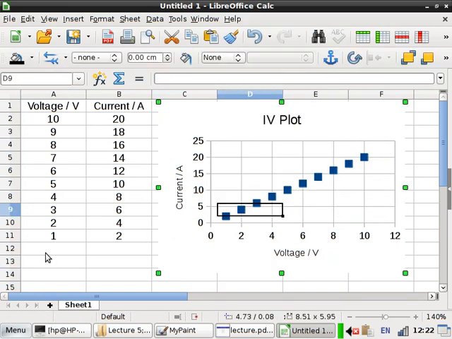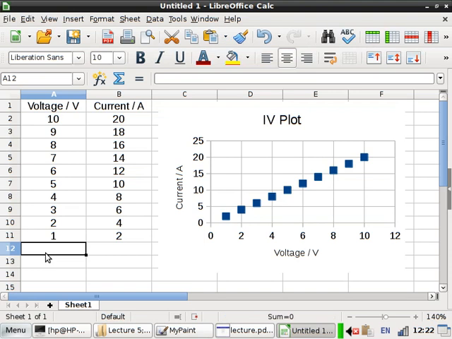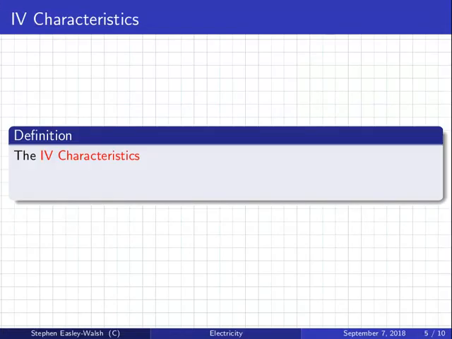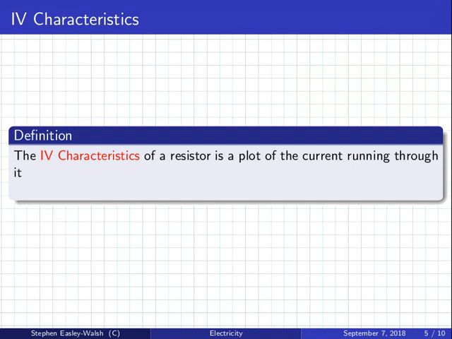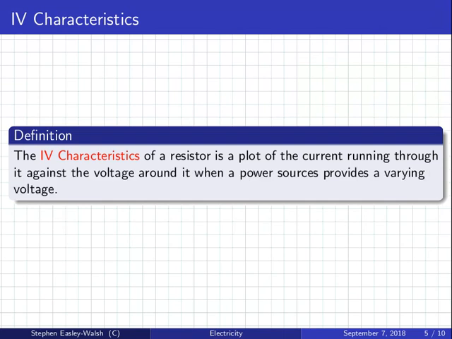We can connect these up, but I won't. You could draw a straight line. It's obviously linear. This is called the IV characteristic curve, the IV plot. It's very, very important because it tells us the behavior of the resistor. The IV characteristics of a resistor is the plot of the current running through it against the voltage across it when the power source provides a varying voltage. So basically it's the plot we just made using the circuit we just had.